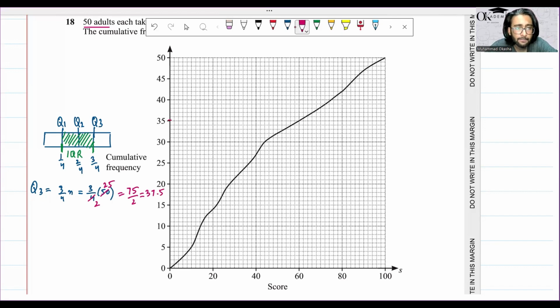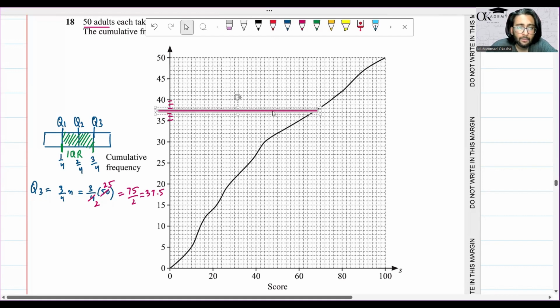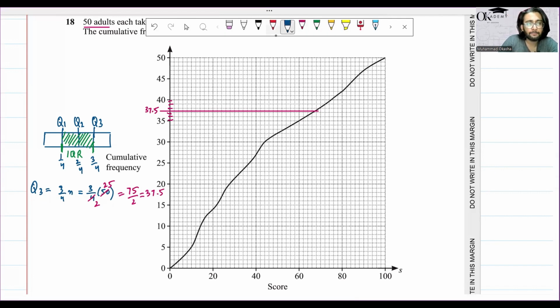37.5 would be somewhere here: 35, 36, 37, 38, 39, 40. This should be 37.5. The line through the center should be a bit up. I made it way too high. It's in the middle, something like this. Right, so this is 37.5.